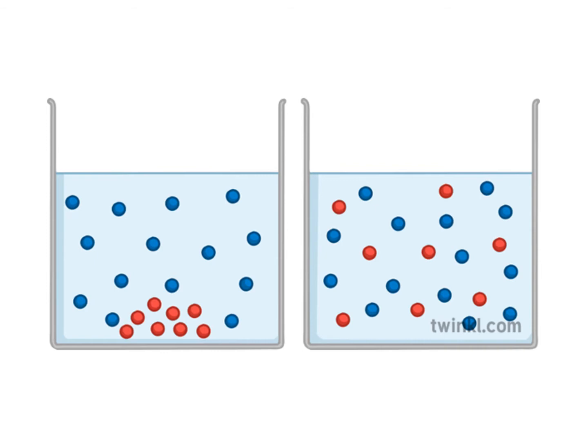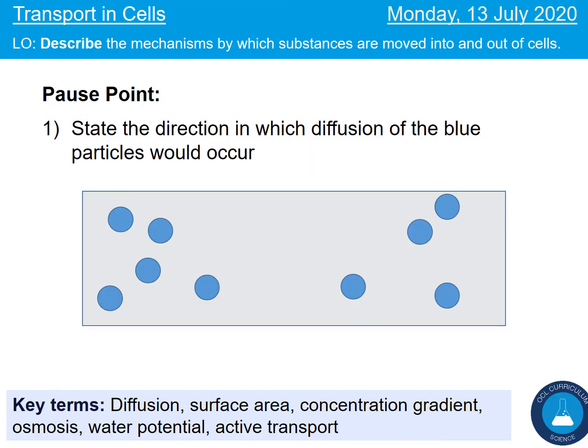Crucially, we note that diffusion is specific for each type of molecule. By this, we mean that the distribution of blue particles has no impact on the diffusion and spreading out of the red ones. This process is seen to continue until an even distribution is achieved. Now, in this first pause point, I'd like you to identify in which direction, that's to the left or to the right, diffusion of these particles will occur. Should take no longer than 10 seconds, but pause the video at this point if you need a bit more time.